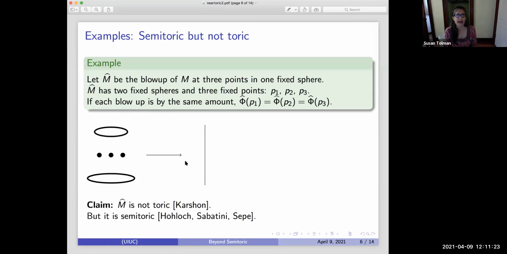And then I'm going to get that my moment image of P1, P2, and P3 is the same value in R. So again, here you have my picture, and you can see the 2 fixed spheres, and the top sphere is a little smaller than the bottom sphere, but the moment map is constant on the spheres, and it sends all 3 fixed points to some point in the middle.